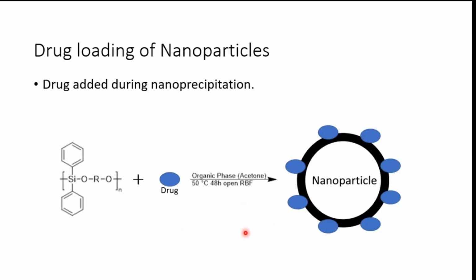Pictured here is a schematic of the drug loading that we're currently working on, in which we're adding the drug at the same time as the synthesis of the nanoparticle during the nanoprecipitation, allowing for the formed nanoparticle to have these drugs loaded onto the surface.